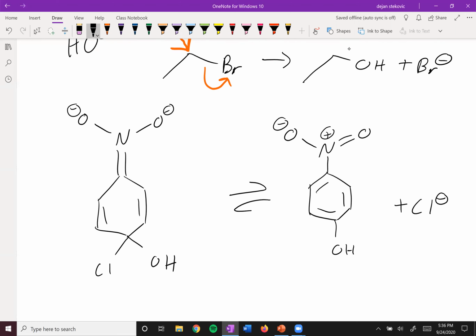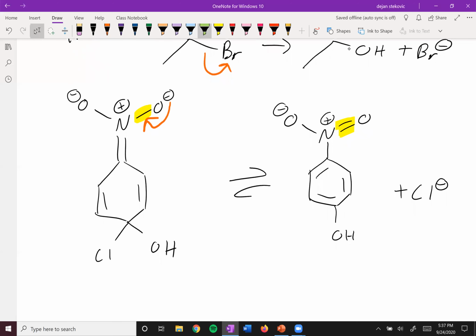Plus a chloride. So go ahead, pause the video, try to identify which bonds form, which bonds break, and then try to figure out the mechanism. So one thing we can notice is that there should be a positive charge here, we have this N-O bond right here, and we have a double bond right here. And so we have to somehow form this bond. If we're thinking about where the electrons could come from, they could probably come from this negatively charged oxygen towards the more positively charged nitrogen. So there's a good guess right there.